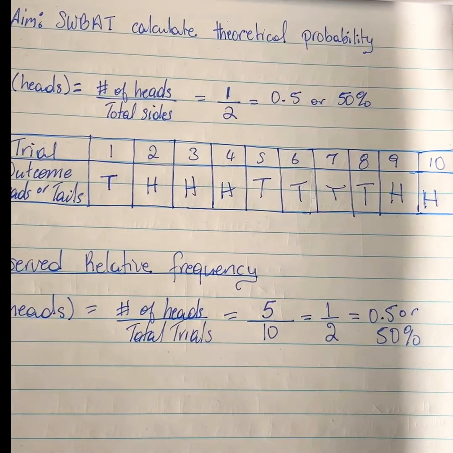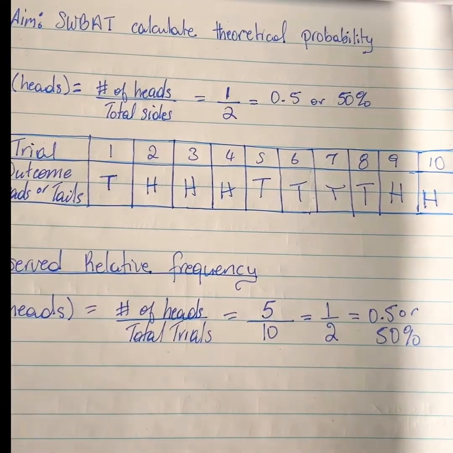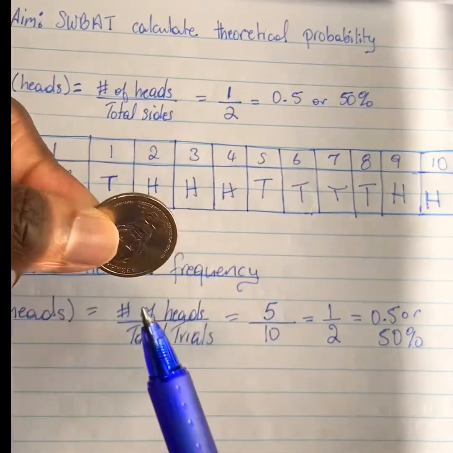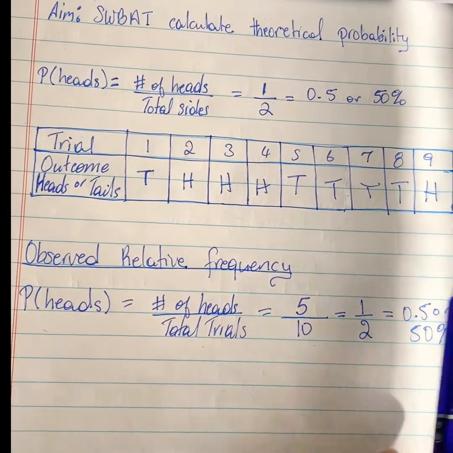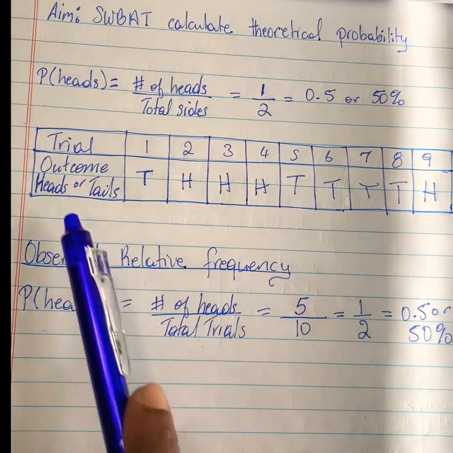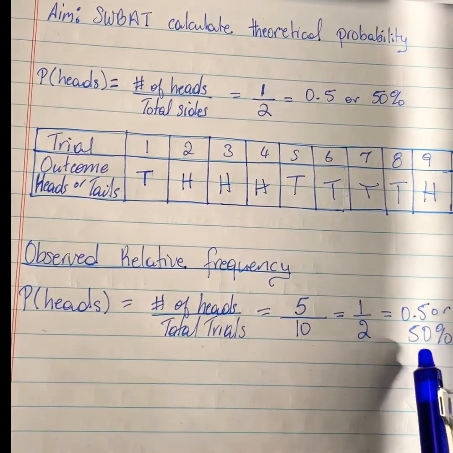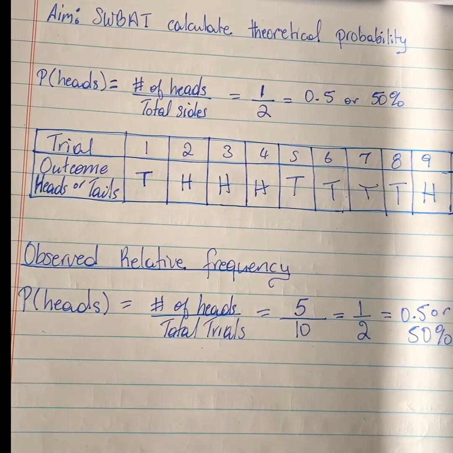Theoretical probability is a ratio of the desired outcome, in this case heads, to the total number of outcomes. The total number of outcomes in this problem was 2, because the coin has 2 sides. It's either heads or tails. So it was 50%. I did the trial, and my observed relative frequency was also the same, so it matched. Observed relative frequency is a probability calculated from an experiment. So I did my experiment, and for some reason it came out the same as the theoretical probability.